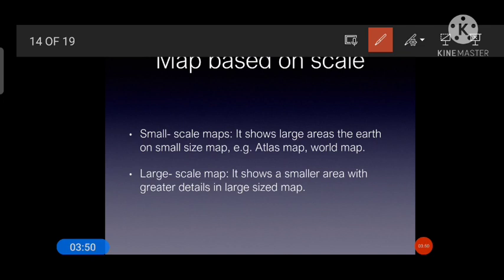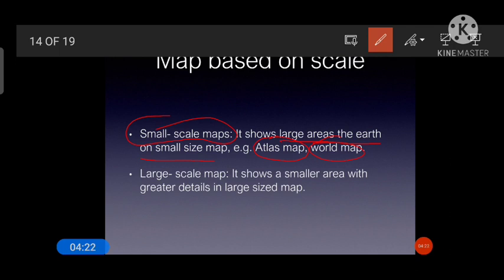Now small scale map, what is it and what does it show? It shows a large area of the earth on a small size map. Like an atlas is an example of a small scale map. A world map or a country map is an example of a small scale map. So that means a small scale map shows a larger area but less detail. The details given in this map are very limited.